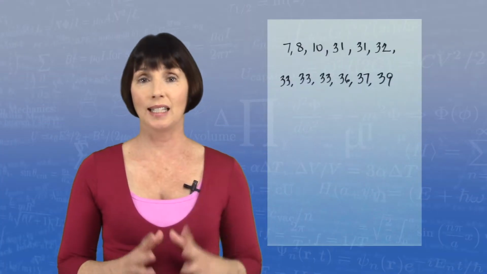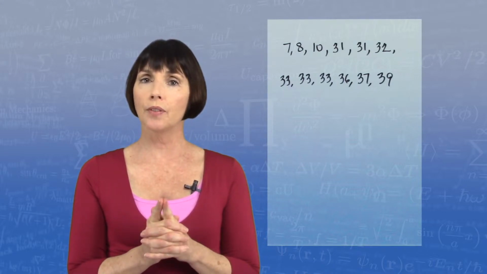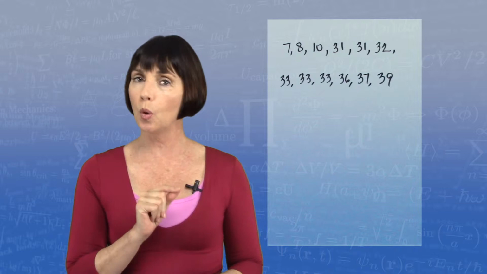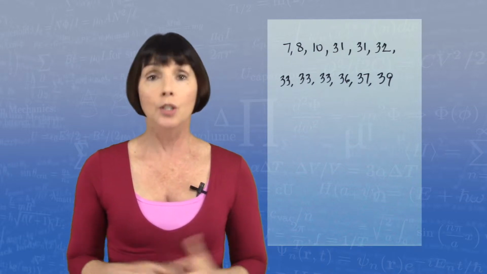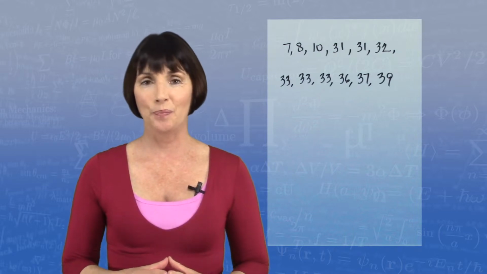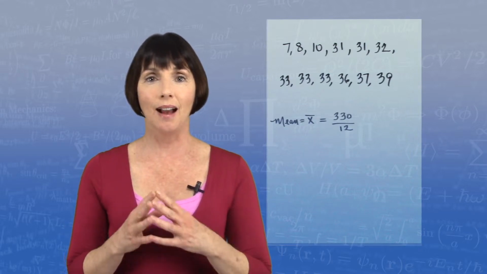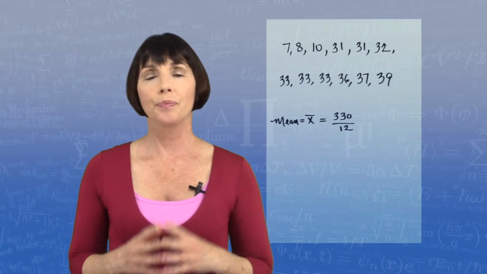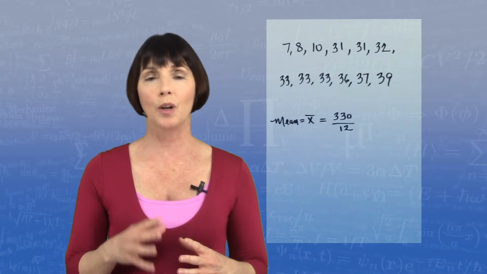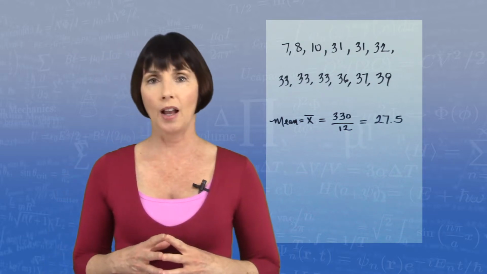Okay, I have a new data set up here now, very similar to my previous one, but you'll notice I've got 3 extra data points and they're quite a bit lower than the others. So let's do the same thing. Let's find the mean and the median and compare them. All right, when I sum up all my data points to find the mean, I get 330. I'm dividing by 12 because I have 12 data points, and that gives me a mean of 27.5.